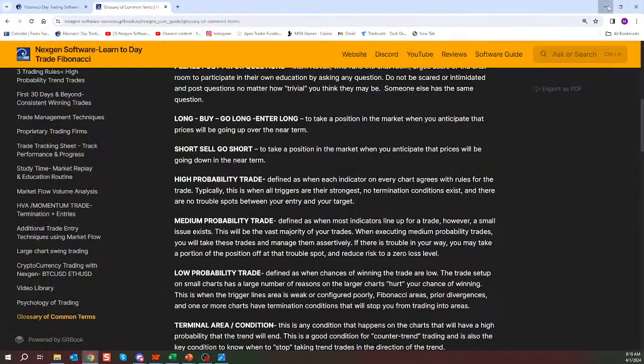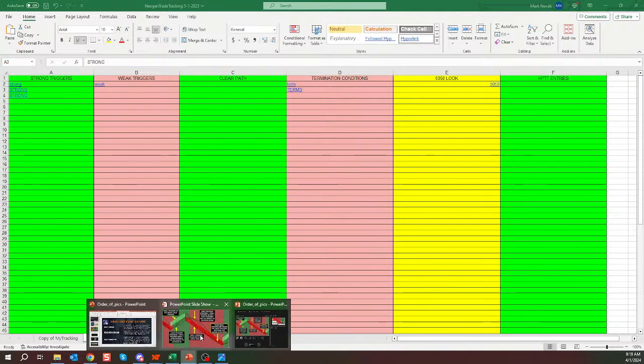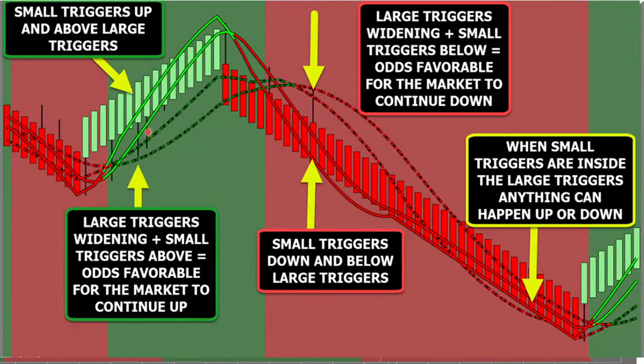And what that means for you, here it is, when you have strong triggers to the upside, guys, that is the best of the best time to buy Fibonacci support on a smaller, faster chart.